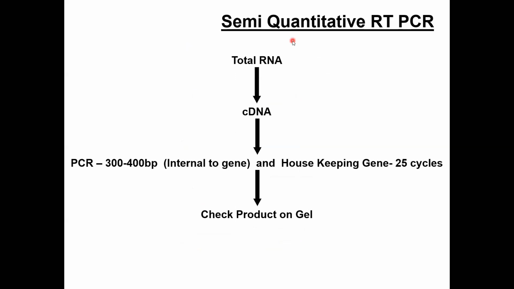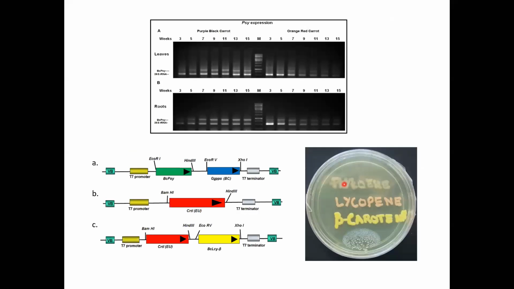You have a semi-quantitative PCR. For example, if you want to know the expression of your genes, simply you take the total RNA, make a cDNA, and then use PCR to amplify a 200, 300, 400 base pair gene. You'll also amplify a housekeeping gene, and then you will see the relative expression, how strong the band of your gene of interest is in comparison to the housekeeping gene. So the intensity of the bands tells us whether the expression is more or less. This is semi-quantitative.